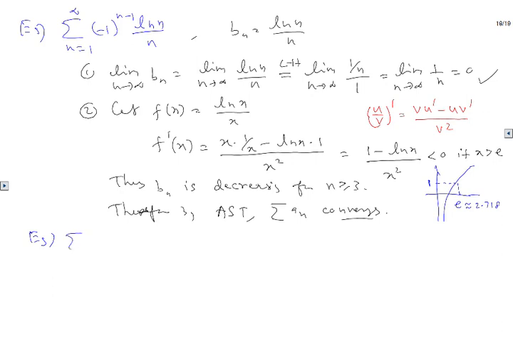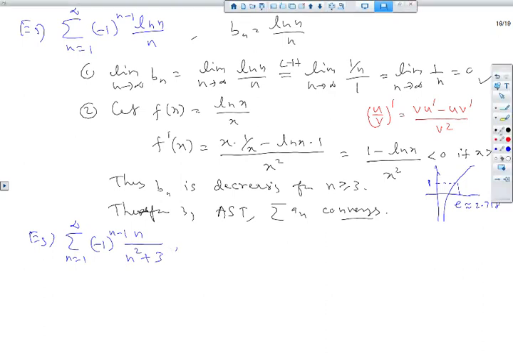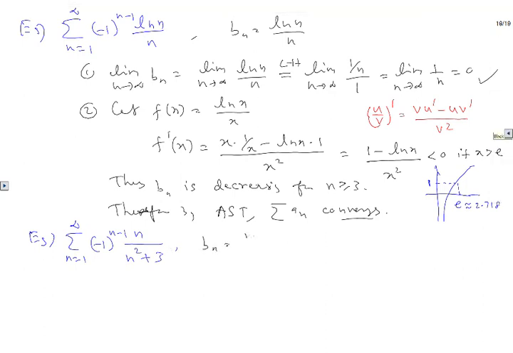How about this one? Sigma, n going from 1 to infinity, of (negative 1) to the n minus 1, times n over n squared plus 3. So in this problem, b_n is n over n squared plus 3. I'm going to make a different argument here. We are going to take the limit as n goes to infinity. Asymptotically, for large n, it looks like n over n squared, or simply 1 over n. That function has all those nice properties: the limit goes to 0 and it's also a decreasing function.